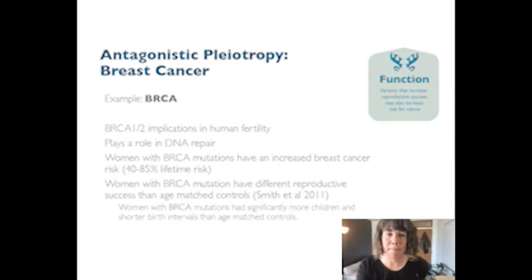However, it's been shown within one study that BRCA has implications for human fertility. So it's one of these genes that play this dual role between fertility and DNA repair. So individuals with BRCA mutation, again, have a 40 to 80% lifetime risk of developing breast cancer. But there was a study in 2011 that showed that these individuals have a shorter interbirth interval and more children. So it could be one of these antagonistic pleiotropy trade-offs that we're seeing within this.